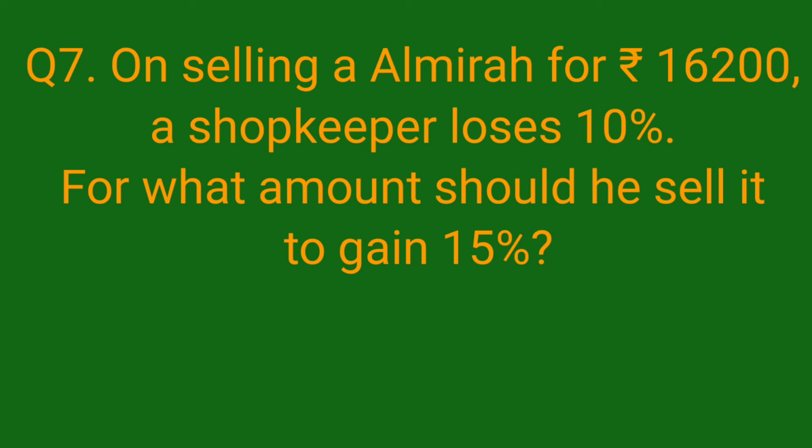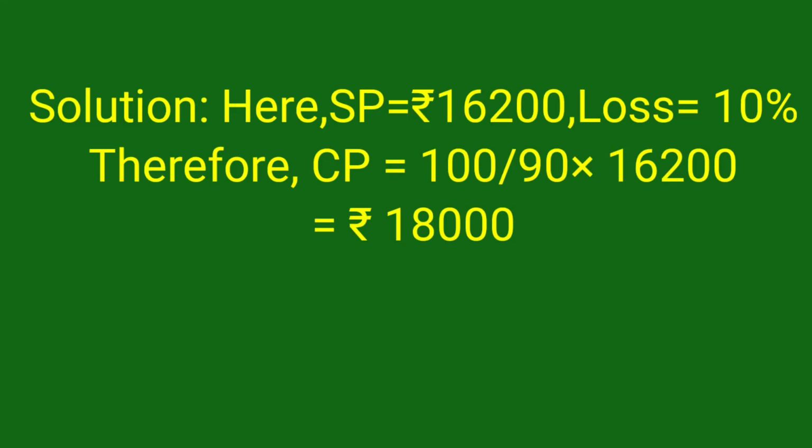Number 7. On selling an almirah for rupees 16,200, a shopkeeper loses 10%. For what amount should he sell it to gain 15%? So that's another interesting sum. Loss, then again recovering the loss, you are going to gain 15%. That was his expectation. So here the SP equals rupees 16,200, loss equals 10%. Therefore CP, we know 100% we always consider CP. So CP and 90. Thereby we have calculated and 18,000 rupees we got.